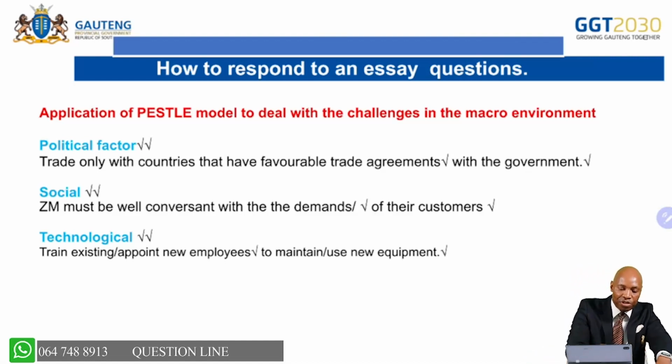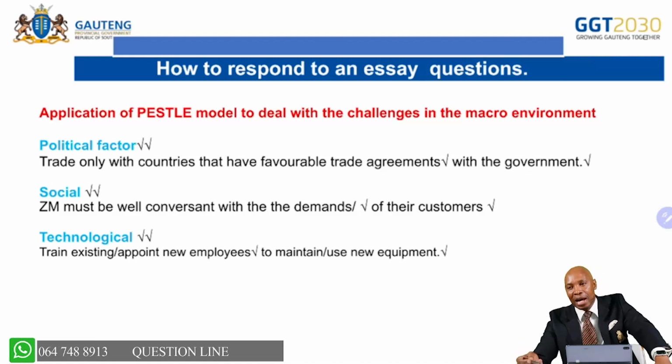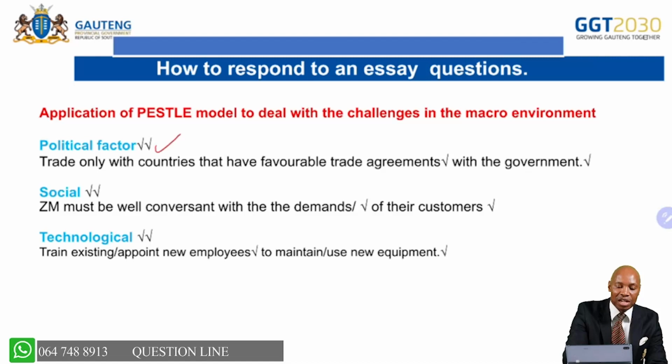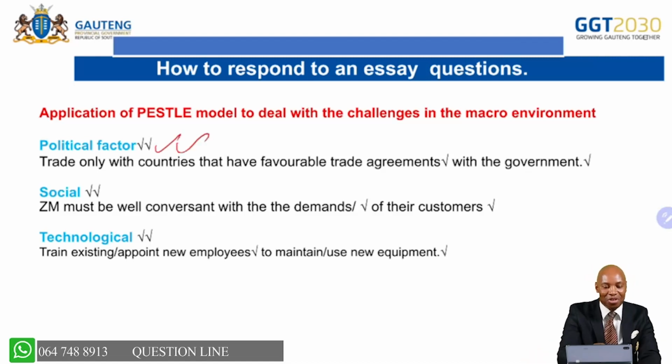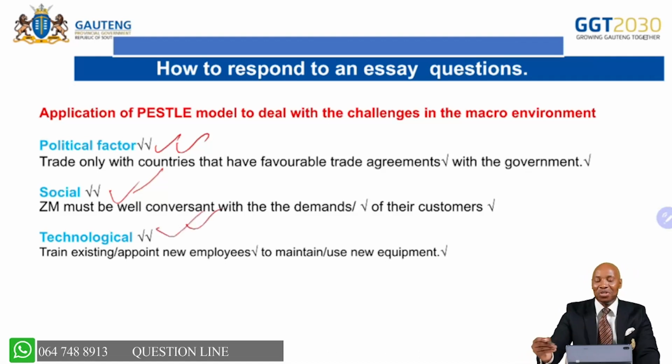Now, with this one, we were not given the personal factors, because the question was saying, explain how ZM can apply. It did not say explain how ZM can apply the following. We were not given. So that's the difference. Now, for writing politically, you get your 2 marks. For writing social, you get your 2 marks. For writing technological, you get your 2 marks. Candidates, you can see how simple it is to pass business studies.